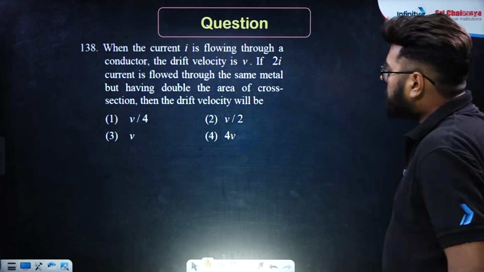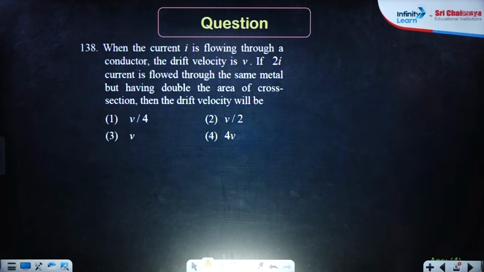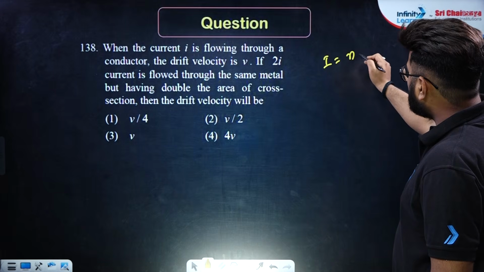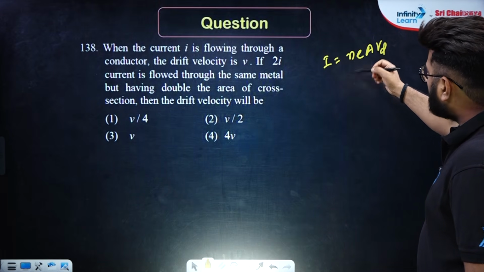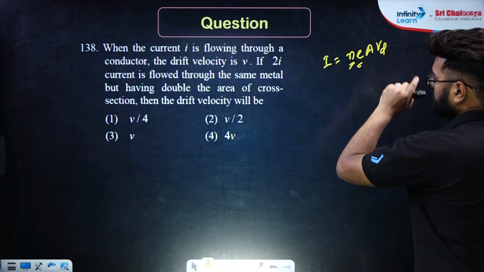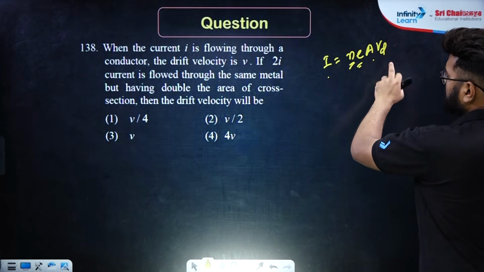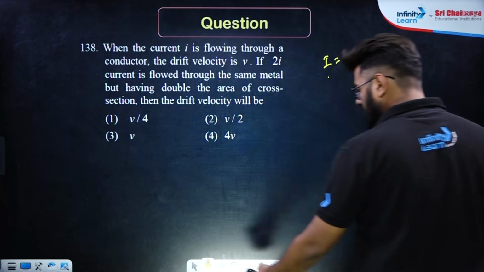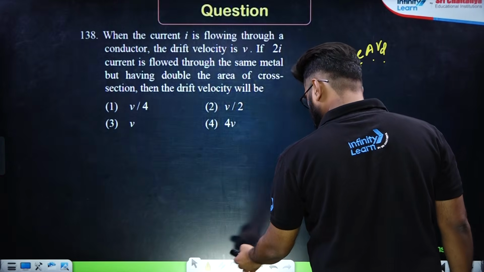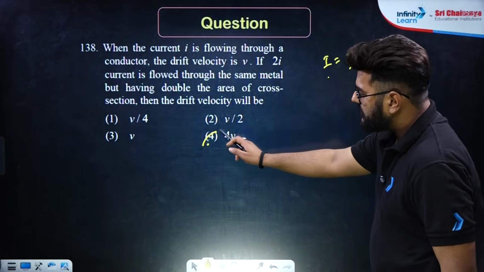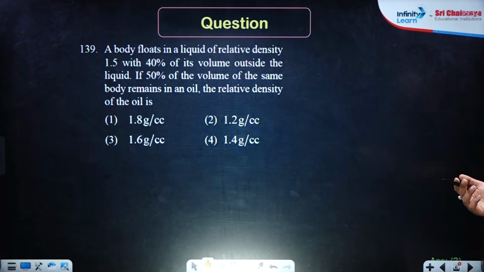When the current I is flowing through a conductor, the drift velocity is V. If 2I current is flowing, see over here the formula is I = neAv_d, right? So the number of electrons per unit volume is not changing, the electronic charge is not changing, the area is not changing, current is changing, and drift velocity is changing. Based on that, I think you can approach, and the final answer over here I think is 4. Exactly. Option number 4 is the right answer, 4V. Okay, so it's a simple formula based problem with few variables getting changed.